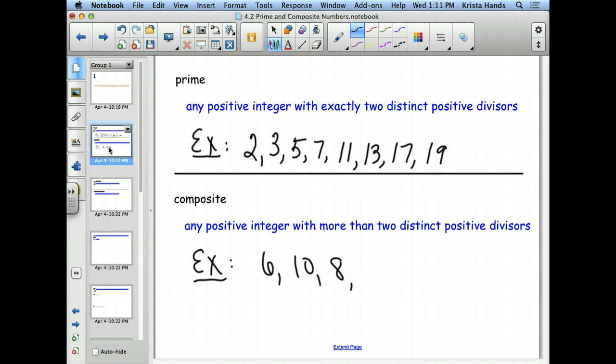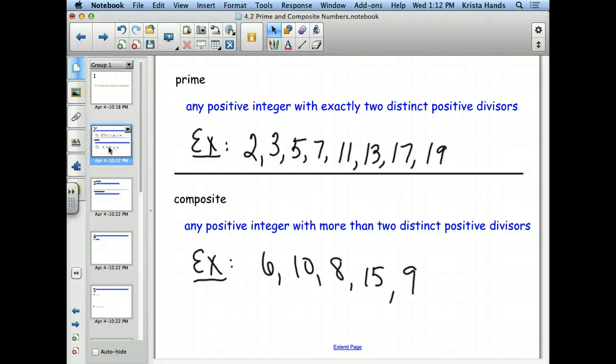10. 8. So far you guys have given me all evens. Are they all even? 15. 9. Right. So they're not all even, right? We can definitely have some odds in there as well. So we're looking for anything that has more than itself and 1 as a factor.